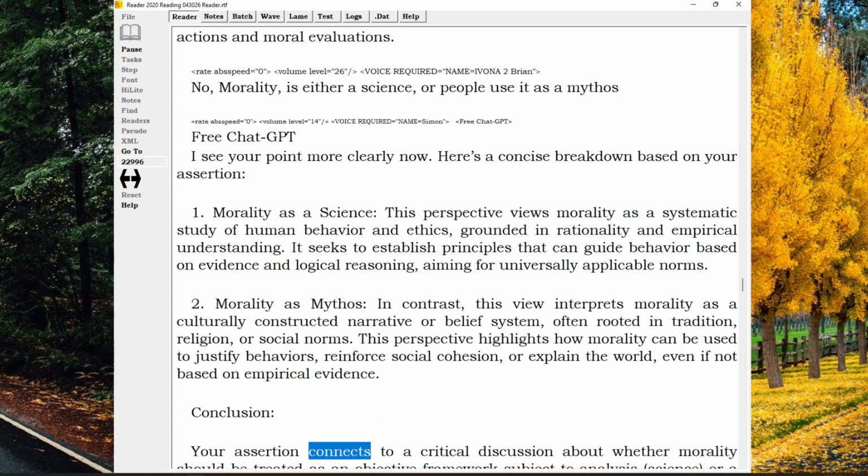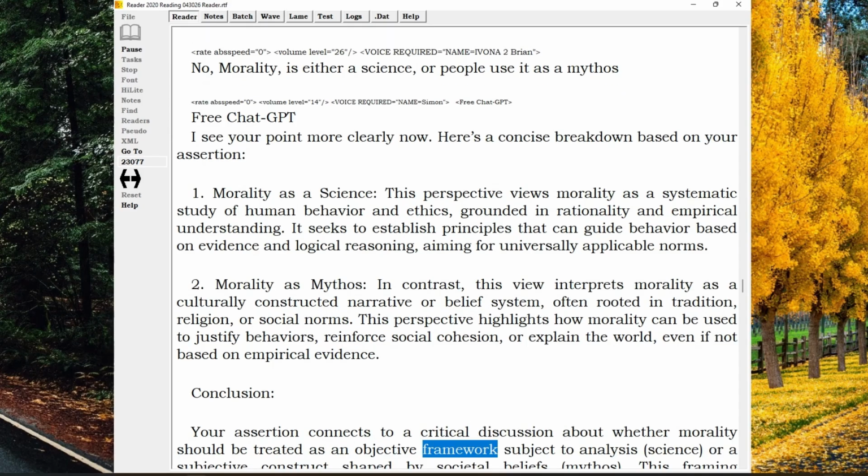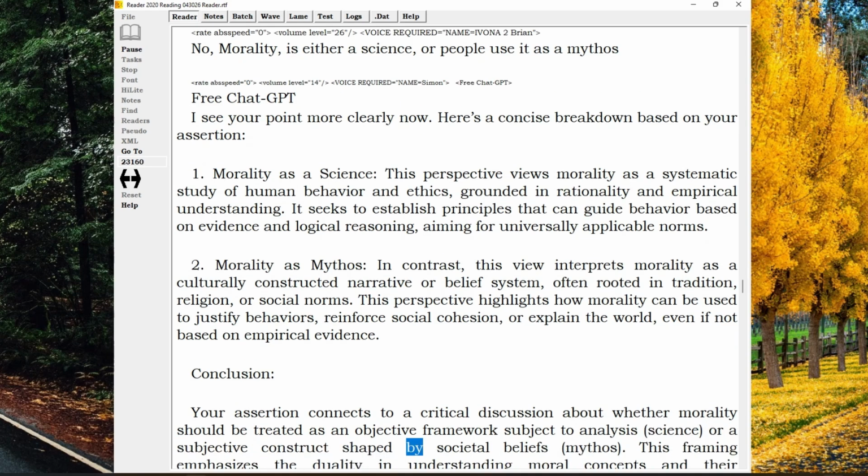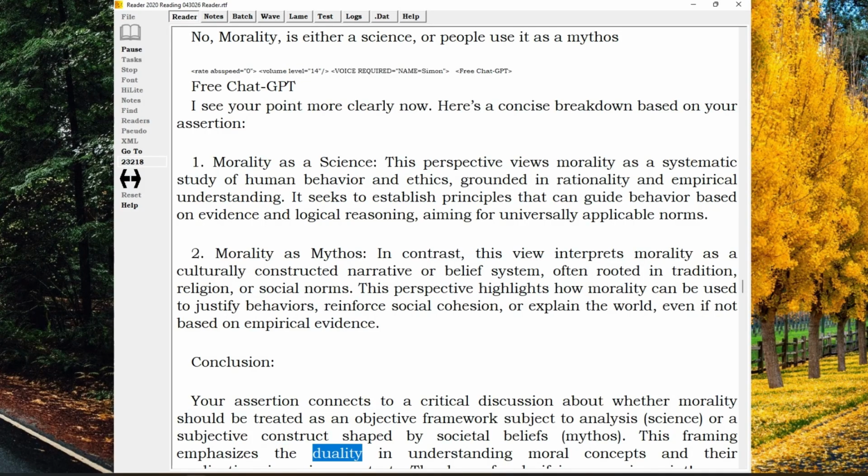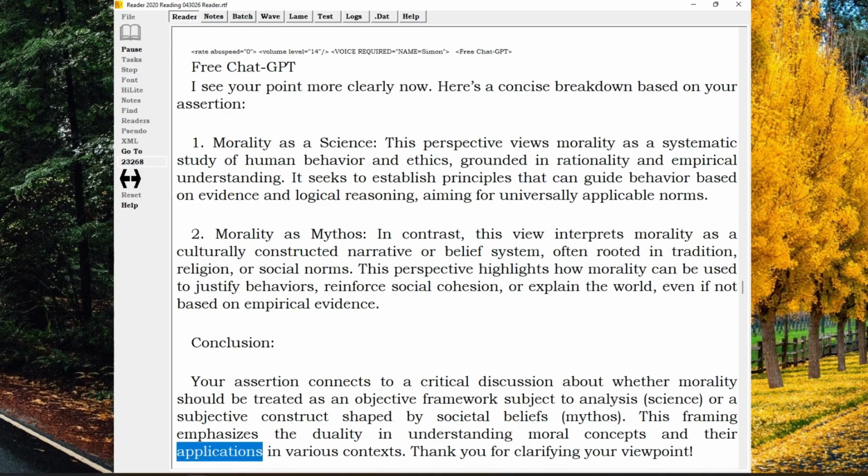Your assertion connects to a critical discussion about whether morality should be treated as an objective framework subject to analysis, science, or a subjective construct shaped by societal beliefs, mythos. This framing emphasizes the duality in understanding moral concepts and their applications in various contexts. Thank you for clarifying your viewpoint.